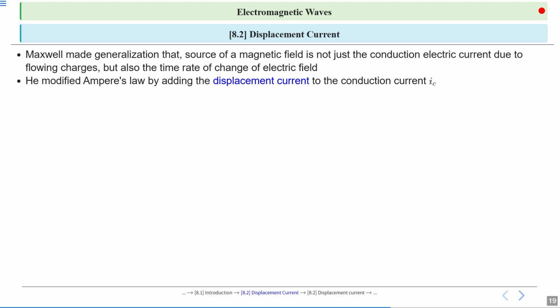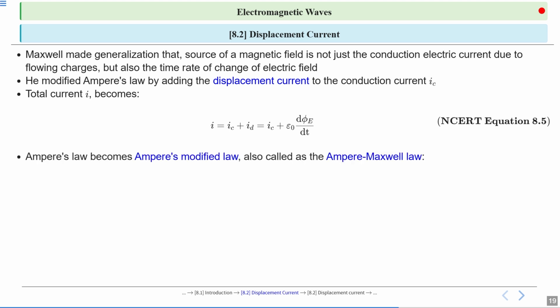So he modified Ampere's law by adding displacement current to the conduction current. The total enclosed current I now becomes I equal to IC plus ID, conduction current plus displacement current, that is equal to IC plus epsilon naught d phi E upon dt. ID we have discussed is epsilon naught d phi E upon dt, that is NCERT equation 8.5, the total current. Ampere's law becomes Ampere's modified law, or Ampere-Maxwell law.